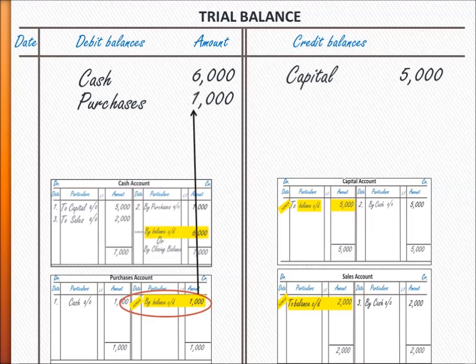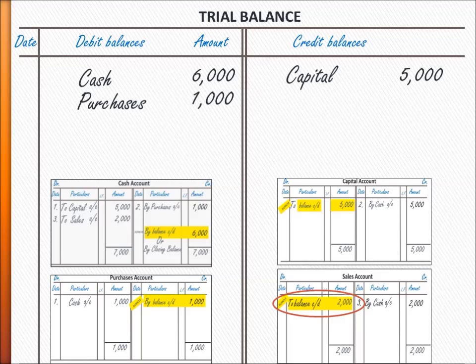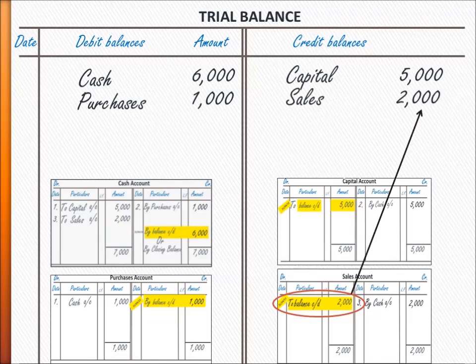Now come to the sales account. You know, on debit side there is to balance CD. What does it mean? It means the debit side of sales account was weaker as compared to credit side. It means sales account is carrying credit balance. Credit balance means the credit side is stronger than debit side. So this to balance CD will be taken to the credit side of trial balance. Sales account rupees 2,000.